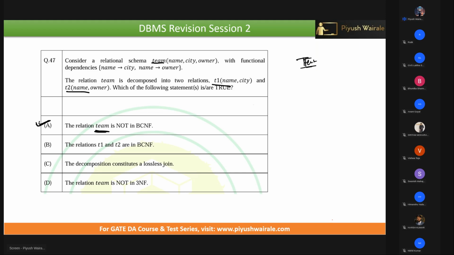So first tell me about option A. Is team in BCNF or not in BCNF? Again, first find out the candidate key for team. Team is this particular relation here. What's the key for relation team?